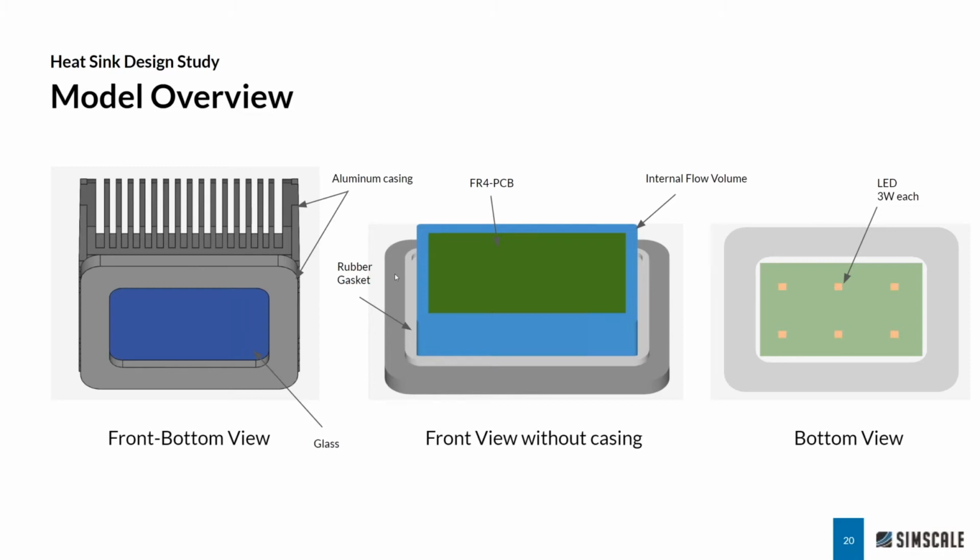There is an internal volume, which is sort of interesting. So now we have an internal air volume over the chips, as well as a bounding box around the system. There's a PCB, of course, and the 6 chips.